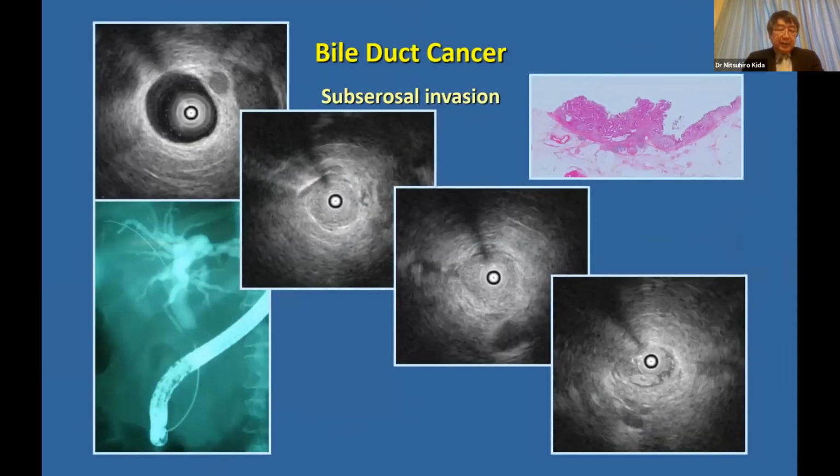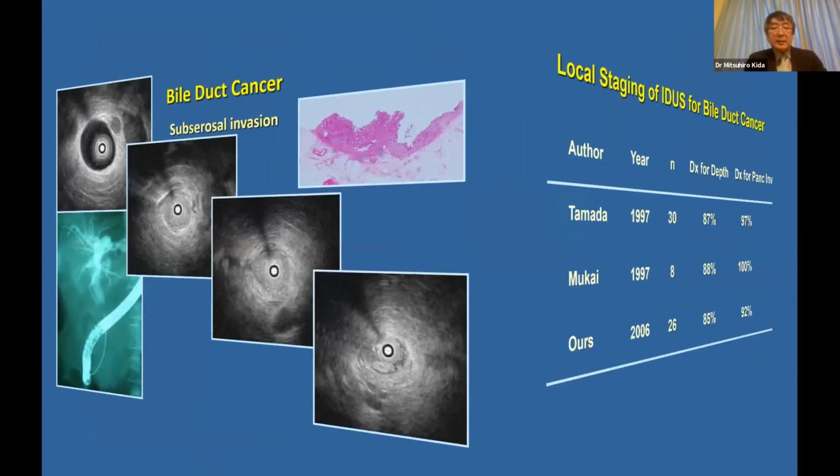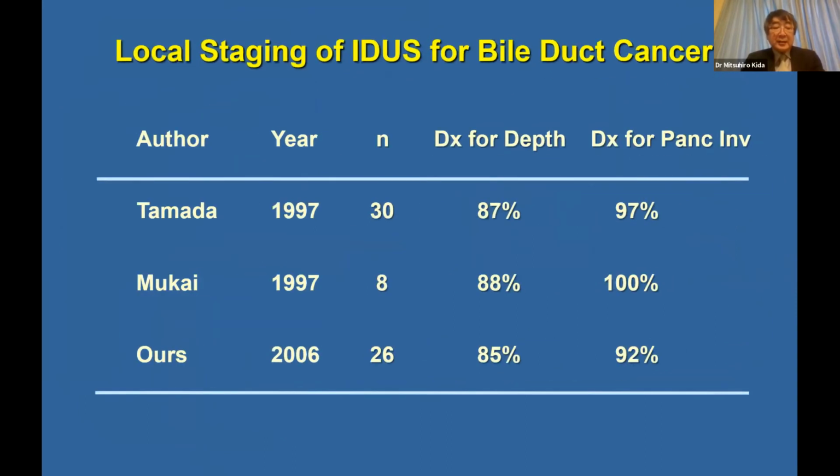The outer layer of the bile duct was interrupted by the tumor, but not embedded in the portal vein. This bile duct cancer was therefore diagnosed as subserosal invasion. According to the literature, the accuracy of IDUS is 85 to 88%.